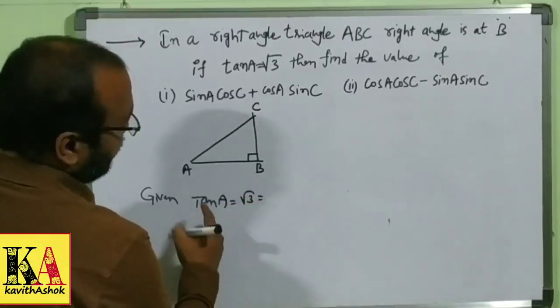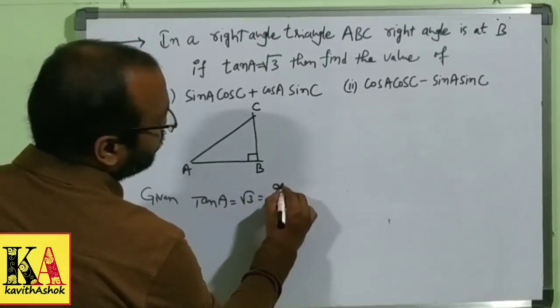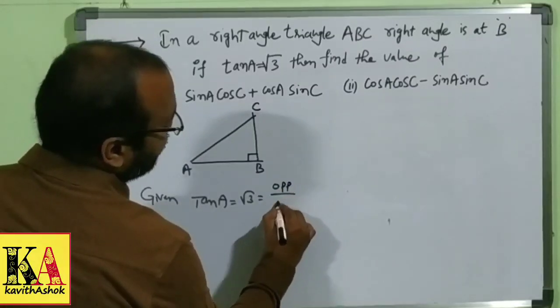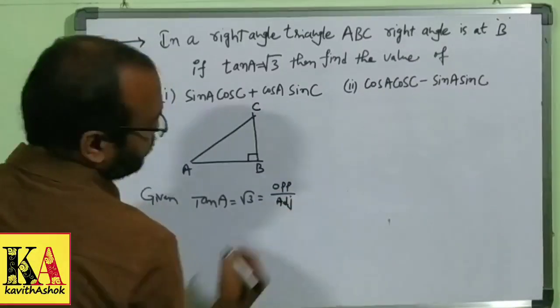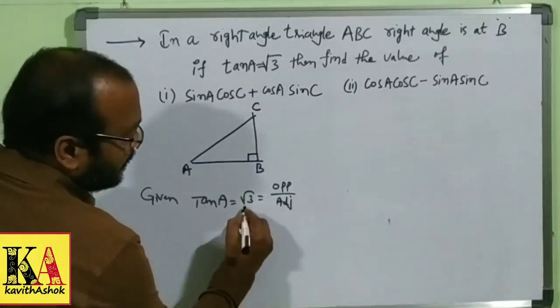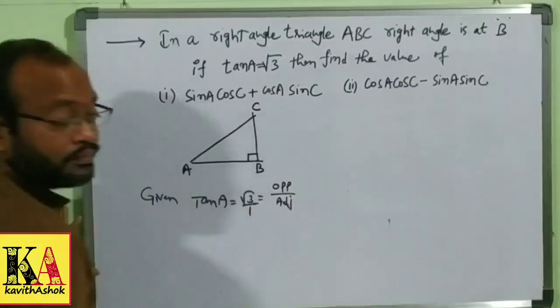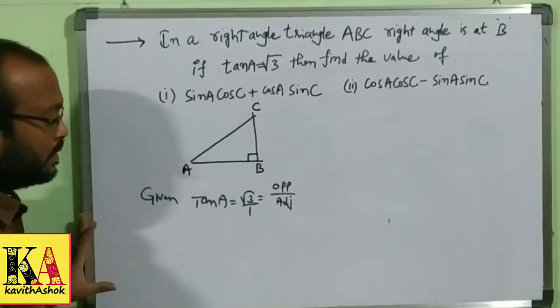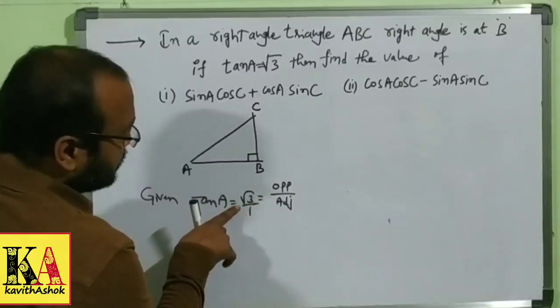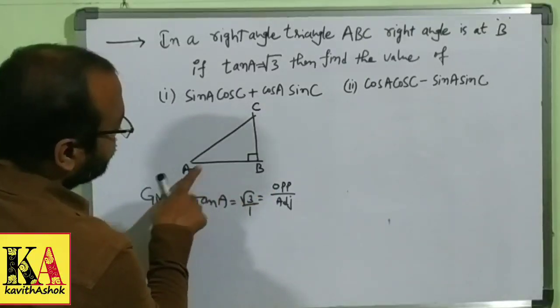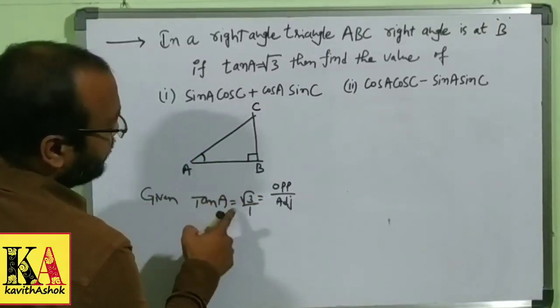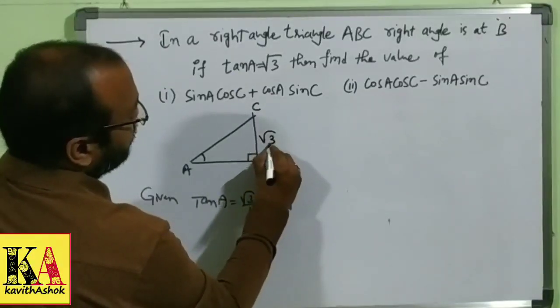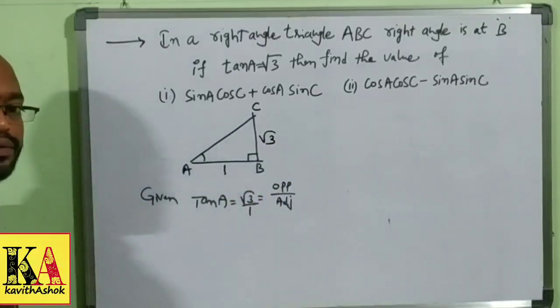That is equal to tan, in the sense here, opposite side by adjacent side. Okay. Root 3 can be written as root 3 by 1. So now what opposite we are taking, that is root 3. So this is the angle we are taking from here. Tan A is equal to root 3, in the sense this is root 3. This is 1. Root 3 by 1.